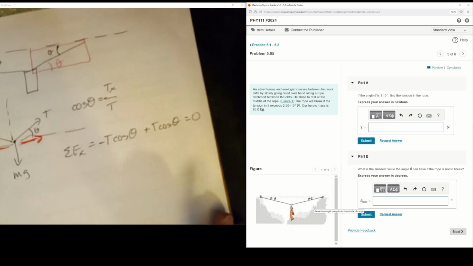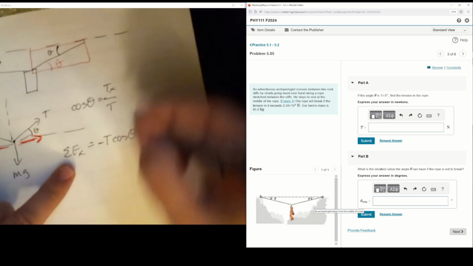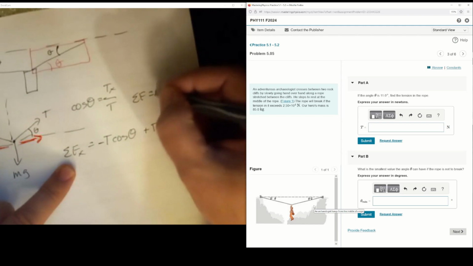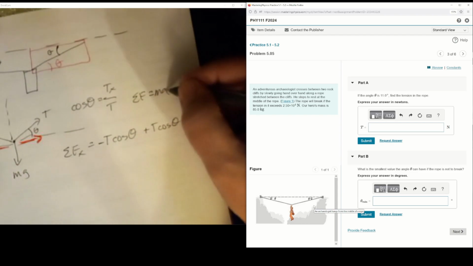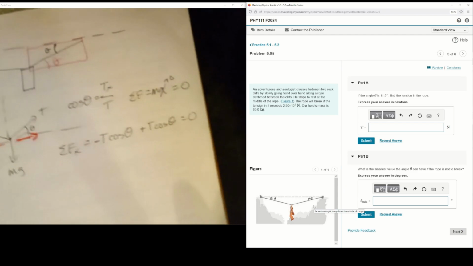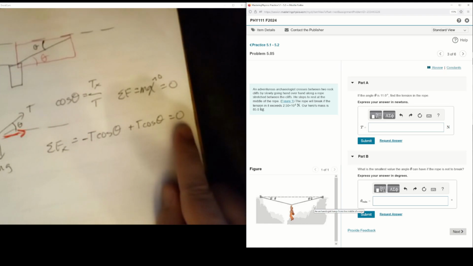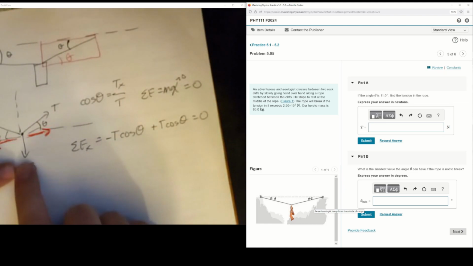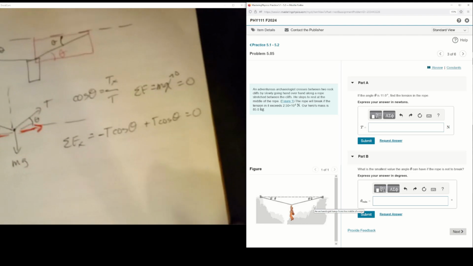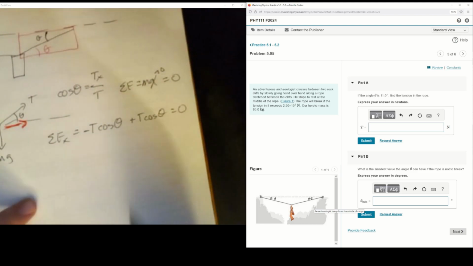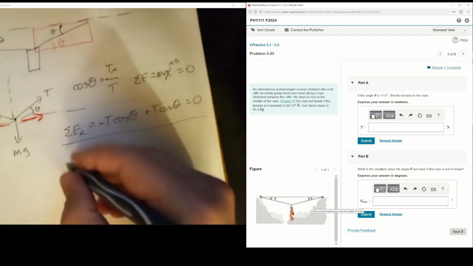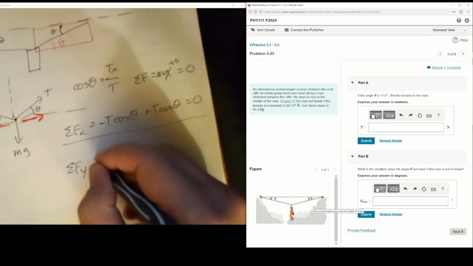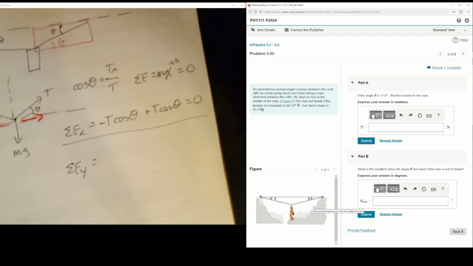I just want to state this again. Newton says when you sum the forces, this equals ma. But because the person's not moving, acceleration is 0, and the whole equation equals 0. That's how I'm getting the equal 0, because he's just hanging here with no acceleration. So we get this result, which is pretty meaningless; it just tells us these two are equal. So let's go to the sum of the forces in the y direction.